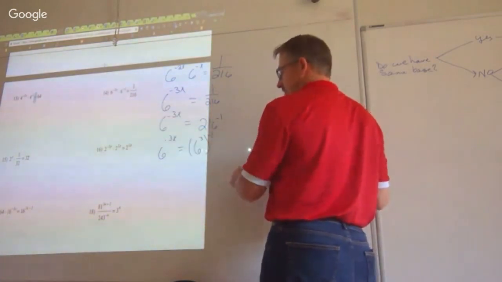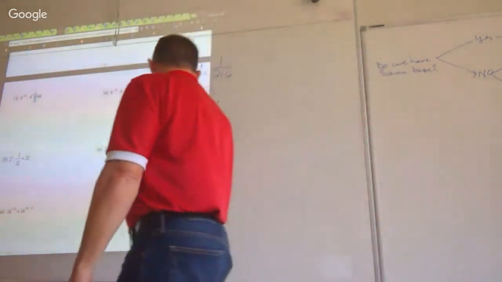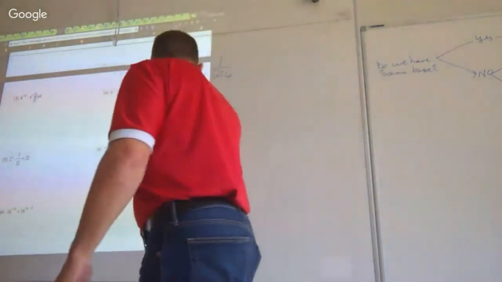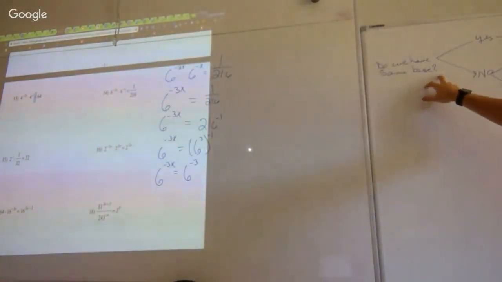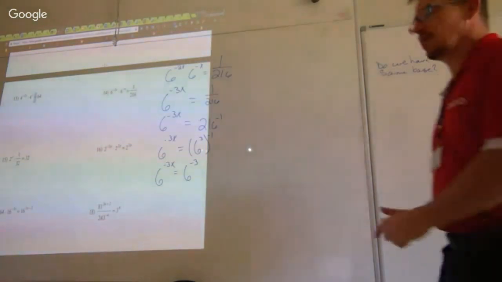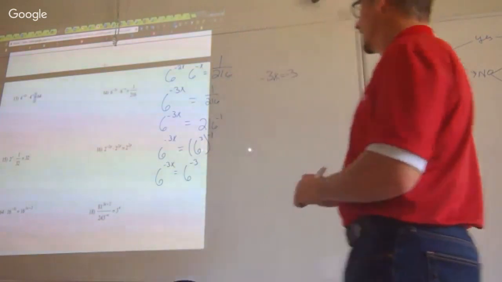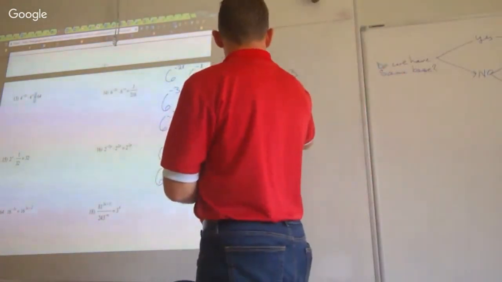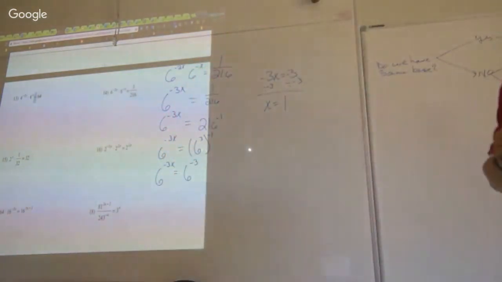Now, here's back to your other question. Now I get a power raised to a power. What happens when I have a power raised to a power? You multiply. So this becomes 6 to the negative 3x is equal to 6 to what? To the negative 3. Now, our question becomes, do we have the same base? We got a single base on each side. They are the same. What can I do? Negative 3x equals negative 3. Divide both sides by negative 3. And x equals 1. x is equal to a positive 1. Very nice.